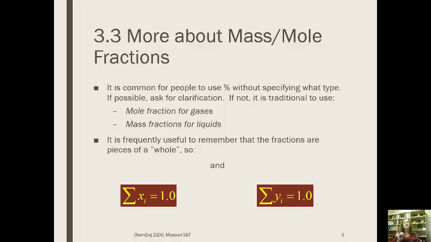Then we had these facts, okay? One is the pieces of the whole have to add up to 1, so the sum of x equals 1. And then the other was about when people talk about a percentage or a composition without being very specific. The assumption is that if they are talking about a gas, then they mean mole fractions. If they are talking about a liquid, it's a mass fraction. If they are available to ask, you ought to ask.